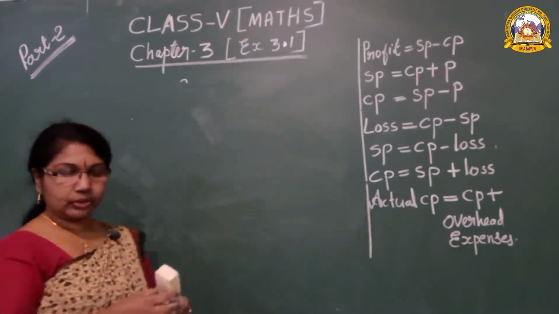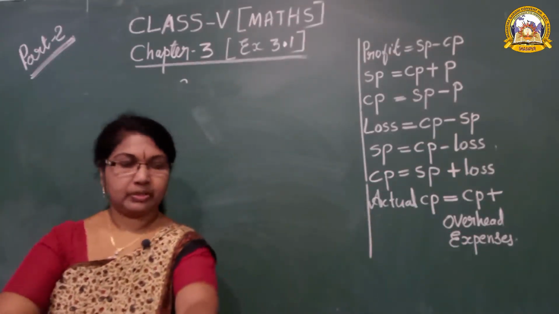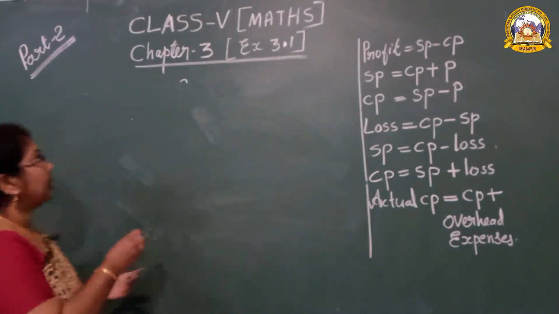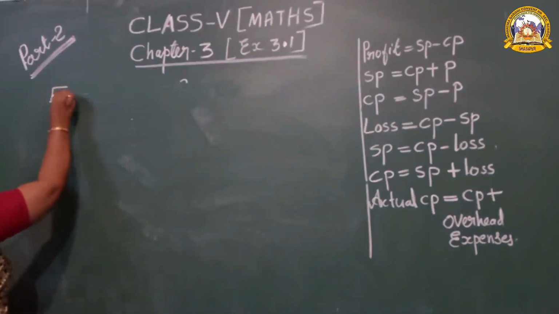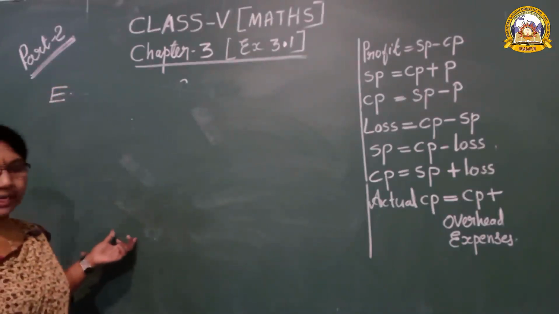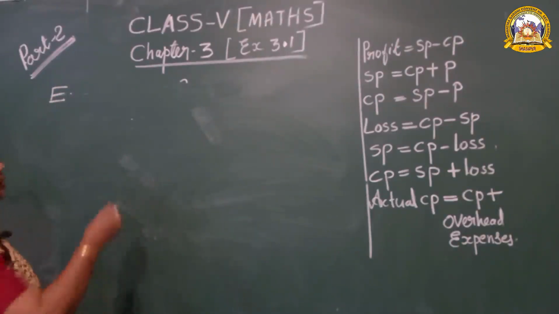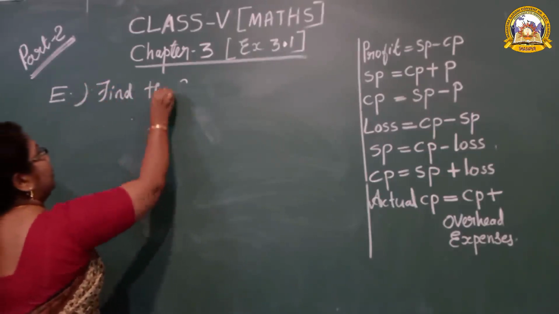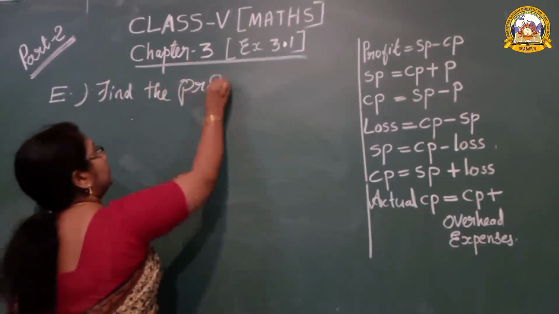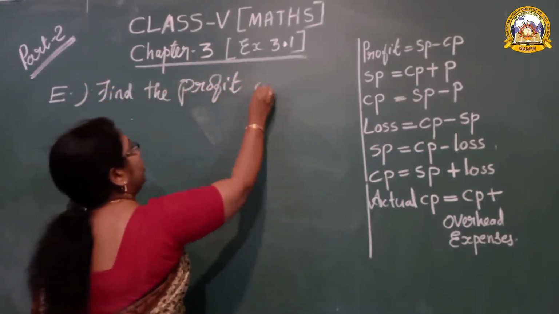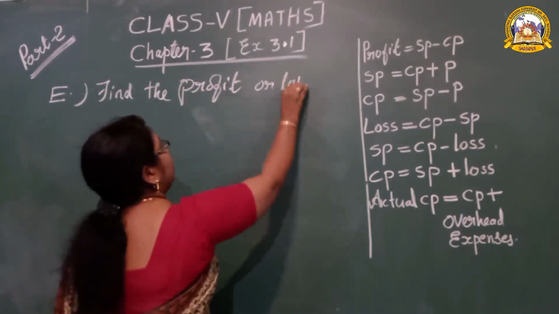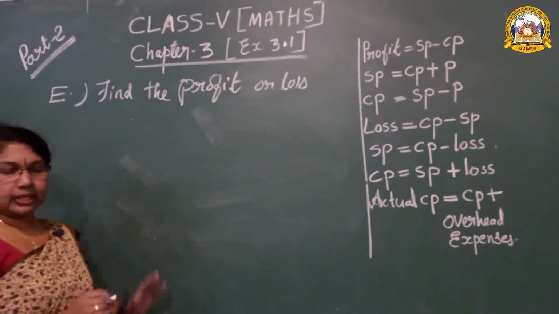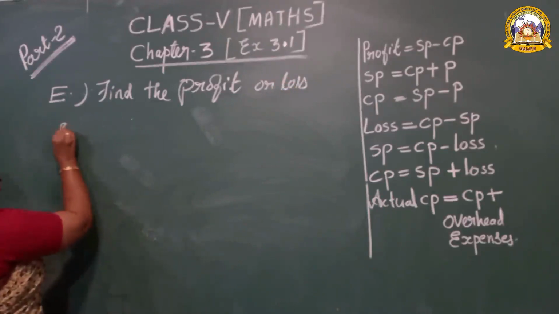Yes. Now look at question number E. Question number E. You can write it down in the CW. What is written there? Find the profit or loss. That means we don't know whether it is profit or loss, so you have to find out. Question number 1 was already shown.